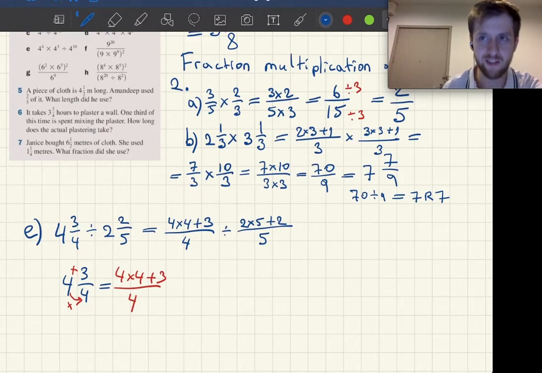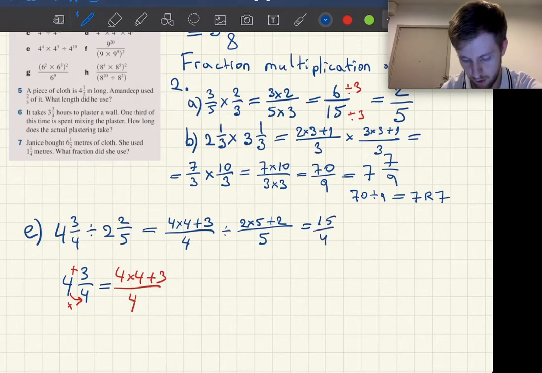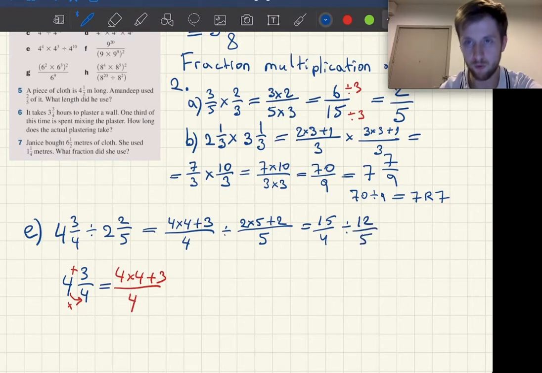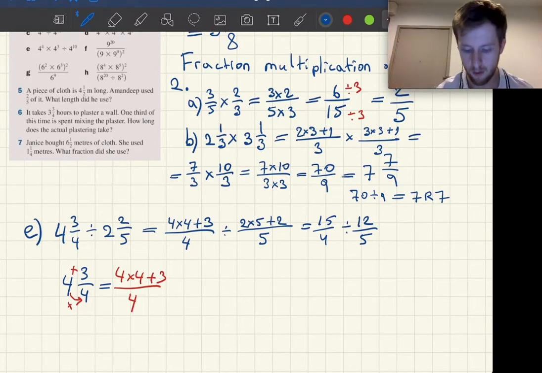Anyway, I'm guessing you are familiar with this topic more or less because you're already in year 9 or year 8, so this shouldn't be a new topic to you. Okay, so let's do it. 4 times 4 is 16 plus 3, so we have 19 over 4 divided by 2 times 5 is 10, plus 2, 12 over 5. So dividing fractions is easy as pie: flip the second fraction and then multiply.